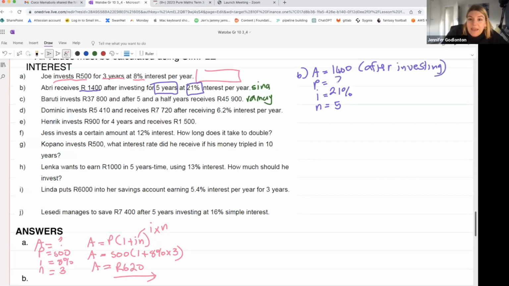Okay. And P, we don't know. So we got the 21 because it said 21% per year. That's how we got that. Then we just pop it into our formula. So A is equal to P(1 plus IN). So now our A is going to be 1,400. Our P, we don't know. 1 plus 21% times 5.